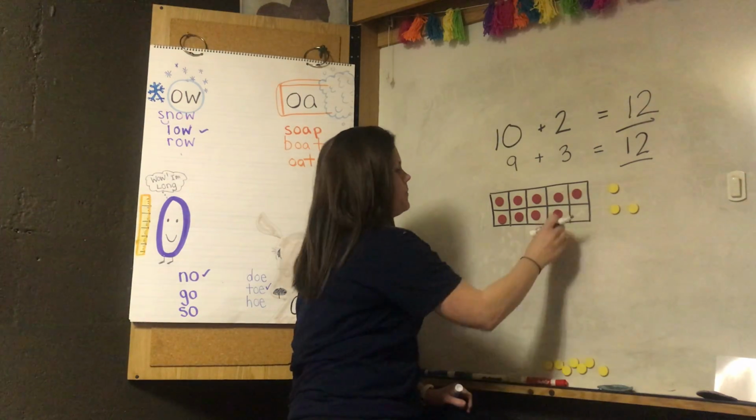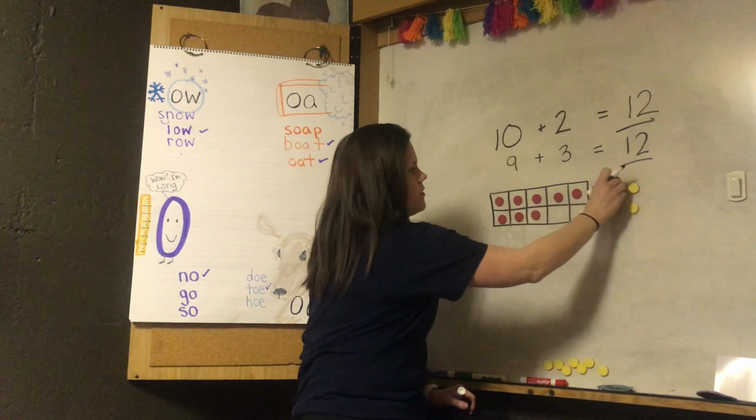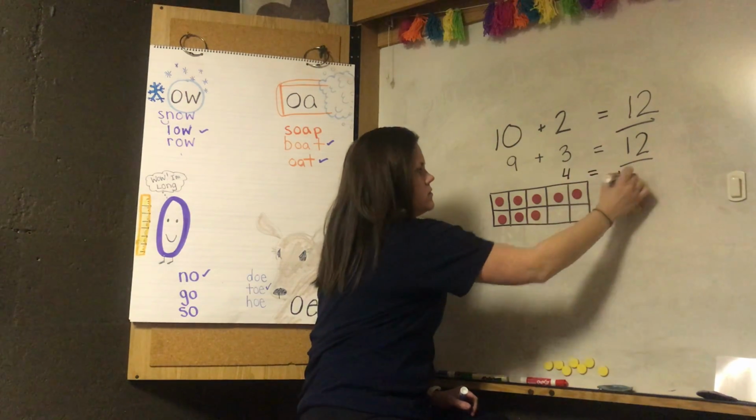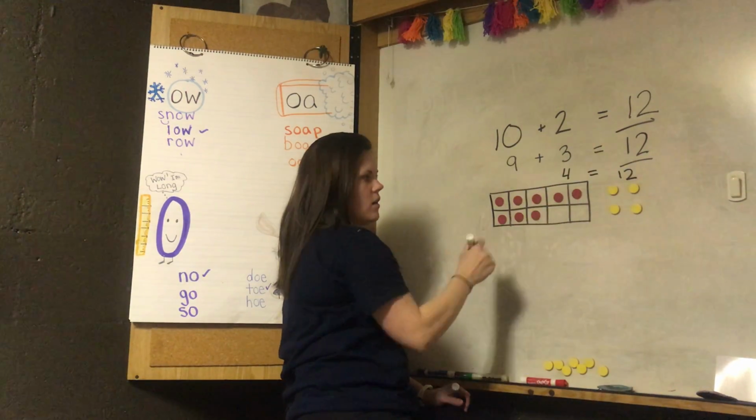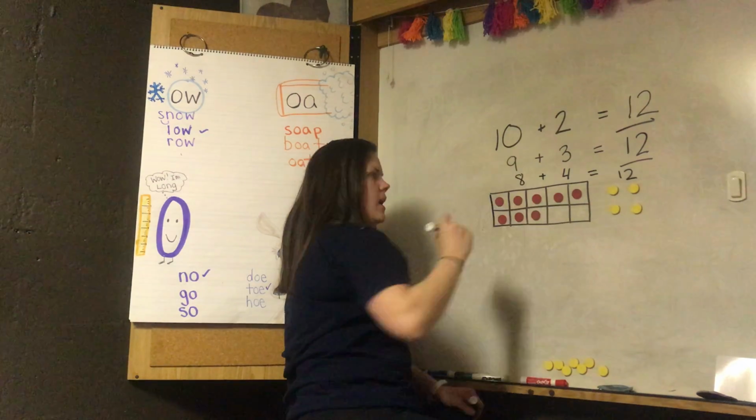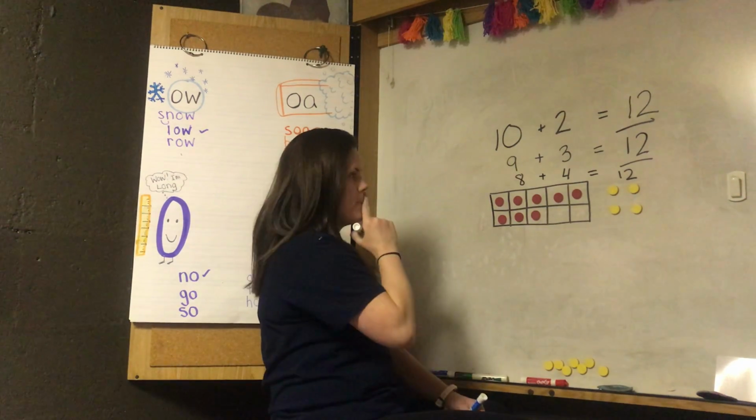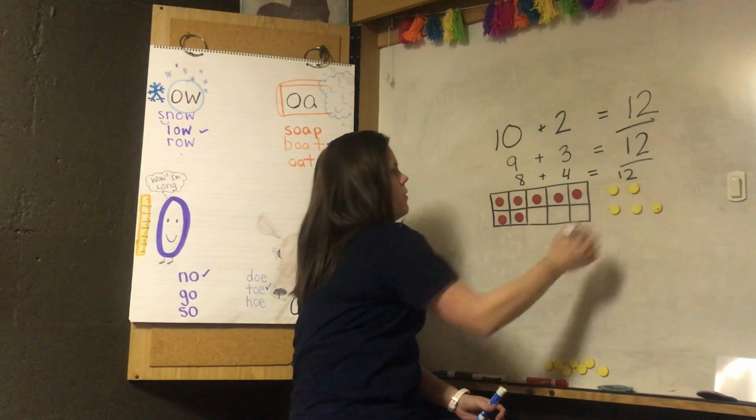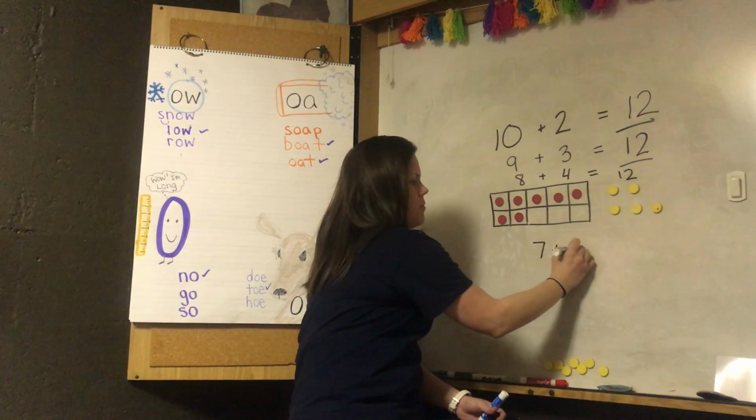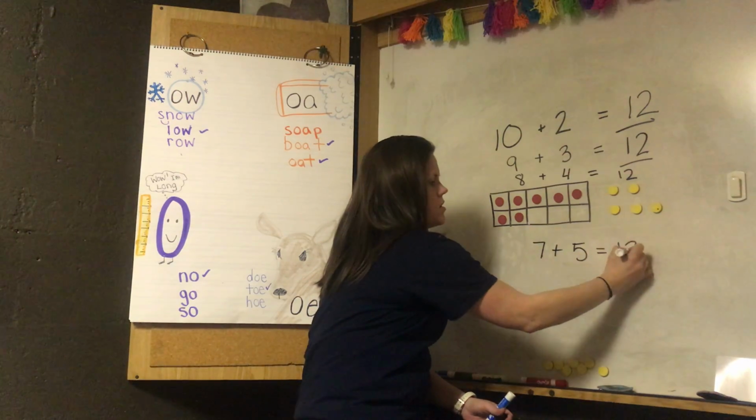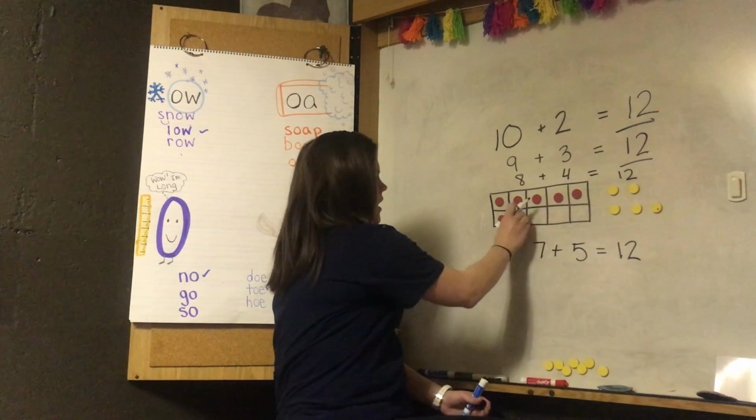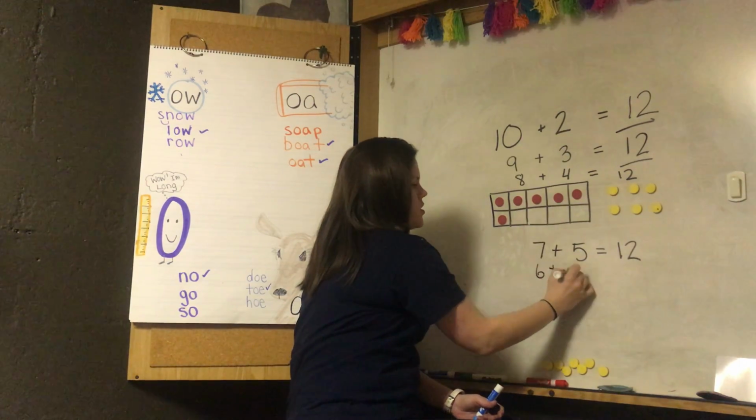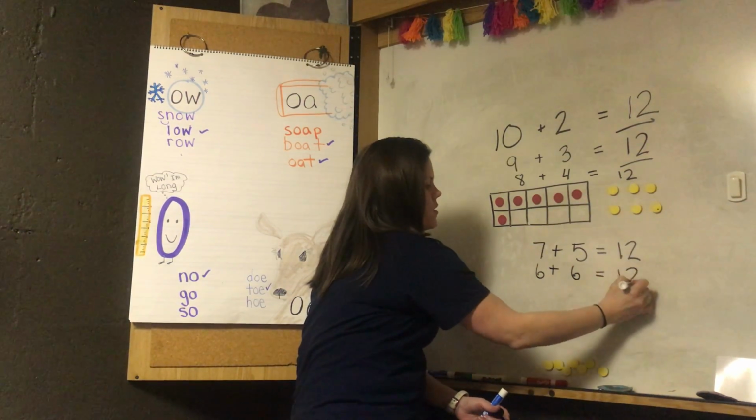Let's see if I can do it again. Over here, it is 4. And over here, I have 8. Can I keep going? 8 plus 4 equals 12. If I keep going, now I have 7 plus 5 equals 12. I can keep going. Now I have 6 plus 6 equals 12.